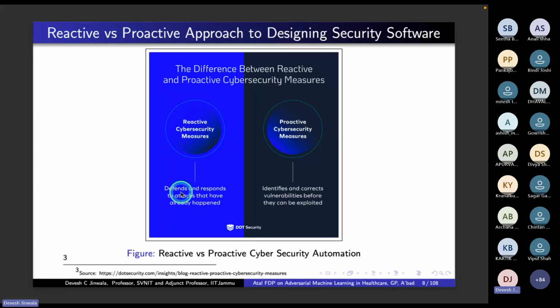So what is written here is defense and response to attacks that have already happened. Instead of a priori thinking about a particular attack and finding out the weaknesses that would lead to the attack, which happens in proactive cybersecurity measures, the mechanisms which are currently being used, whatever security we use today, are all based on a reactive approach. So react to a particular sort of attack which is happening.